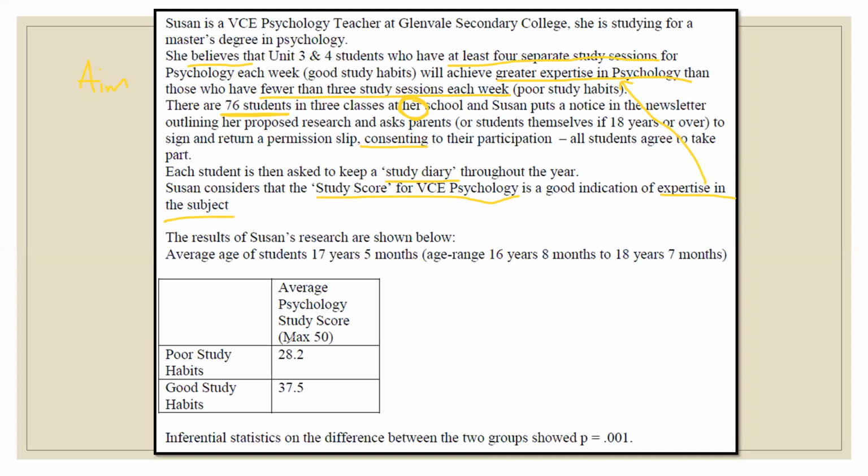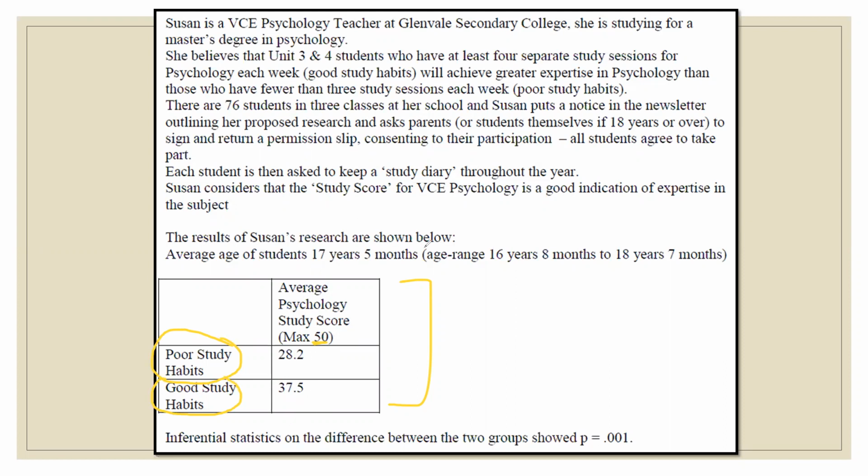Now, if you look at the results here, it says the results of Susan's research are shown below, okay? Shown in the form of this graph here. Sorry, not graph, in the form of this table here, okay? Where it shows you the maximum psychology study score, and in any unit 3 and 4 subject, the maximum score or perfect score that you can get is 50. So it shows you what kind of scores people got when they showed poor study habits, as well as what the group with good study habits got in terms of an average study score there, okay?